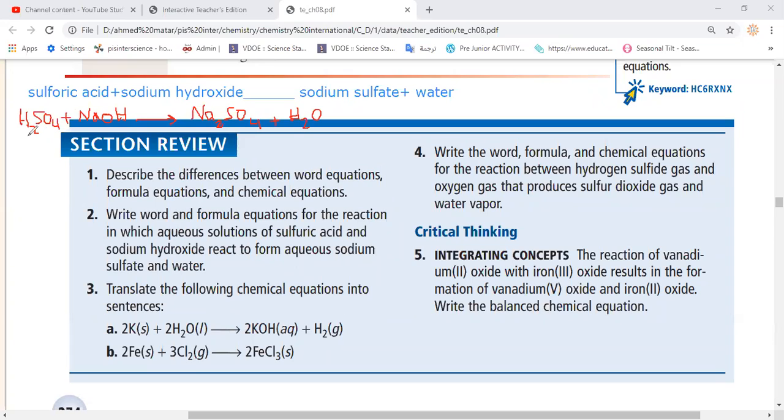How many hydrogen do we have here? How many hydrogen on that side? Two. And on that side? Two. So the number of hydrogen is okay. How many sulfur here? One. And here? One. How many oxygen? Here we have four, and here there is a 1, so we have 5 on that side. And on that side also we have 5. Yes or no? Yes.